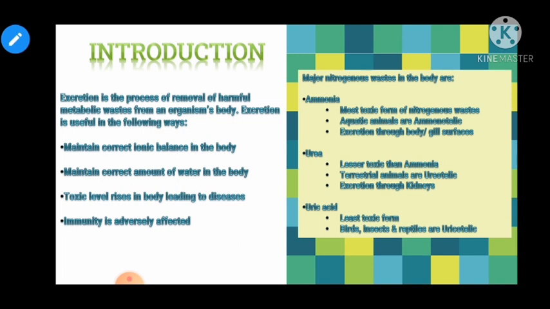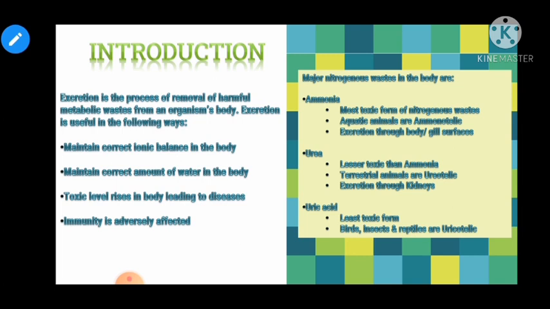in maintaining correct ionic balance in the body and maintaining the correct amount of water in the body. If the toxic level rises in the body, it leads to diseases. So this excretion helps us to prevent disease. And immunity is also adversely affected by toxic substances, so excretion also enhances our immunity. Right?